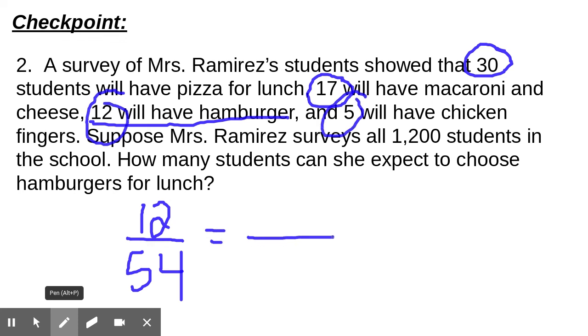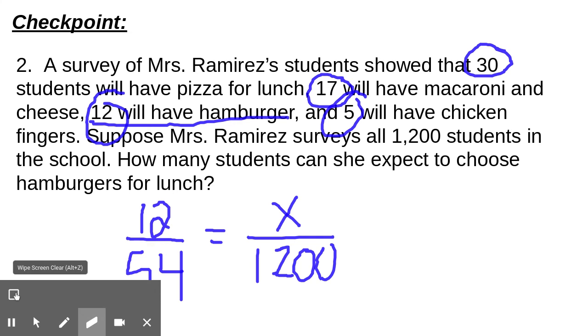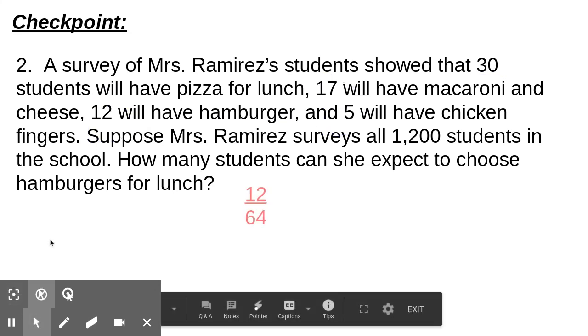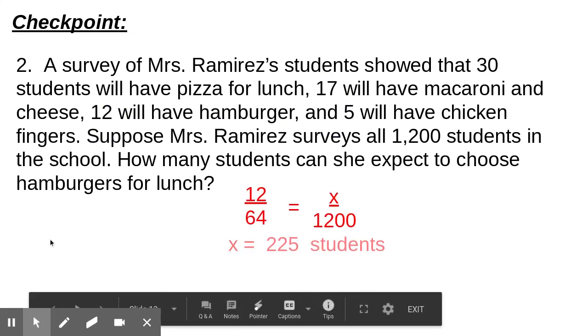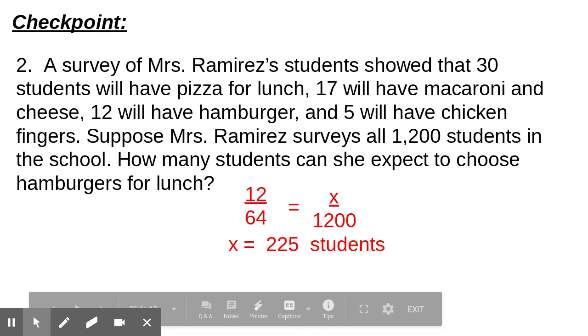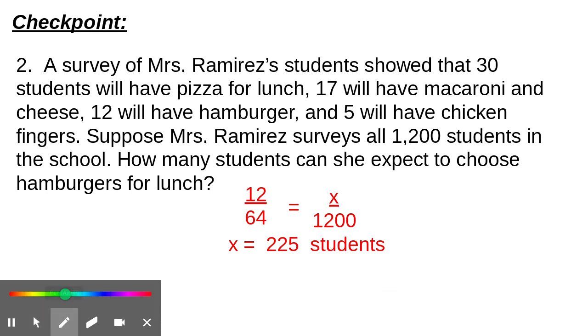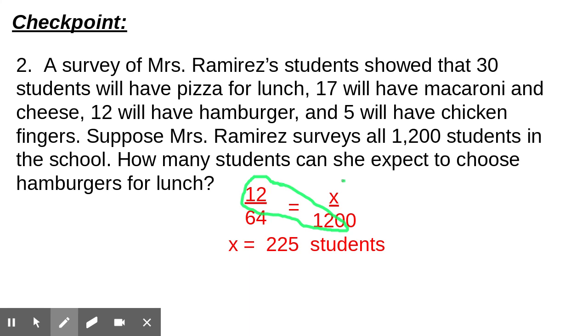So I want to know how many out of 1,200 will she expect to have hamburgers for lunch? Okay, so let me erase that here. And you should get 225 students. And how do we get that? Again, we can cross multiply, and you will end up getting 225 students.